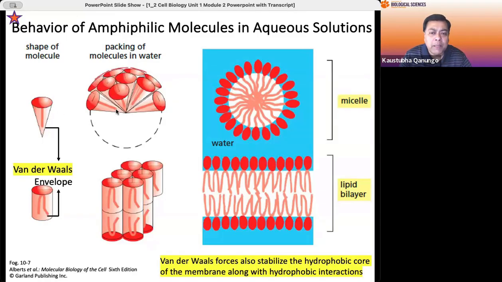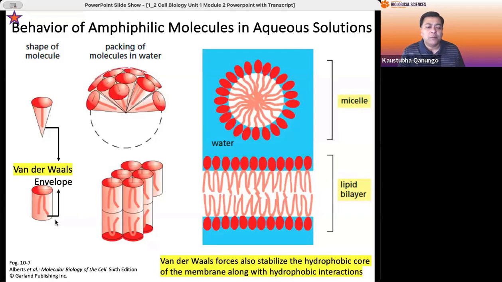If you put them in the water, they pack in the water like this and form a micelle. This is the typical structure that they form. So all the fatty acid tails are towards the core, which is the hydrophobic inside, and the outside is the polar head groups, and this is what is called a micelle.